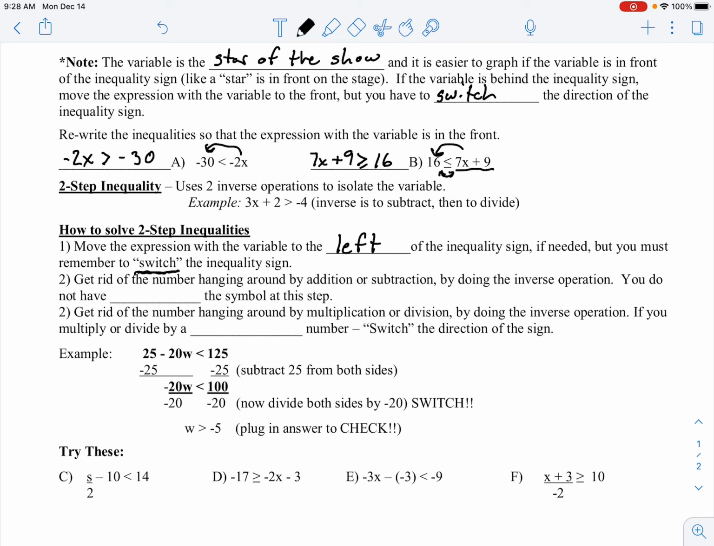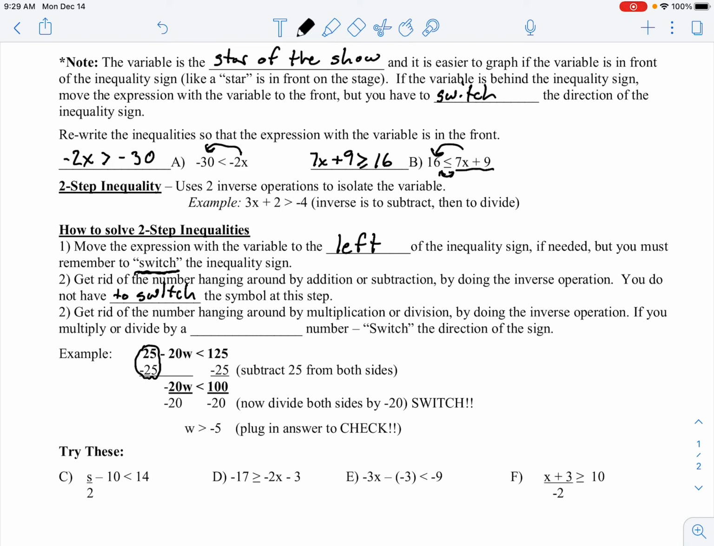So we're going to get rid of the number hanging around by addition or subtraction first by doing the inverse operation. We do not have to switch our symbol at this step. We don't have to switch for addition or subtraction. So let's move along here with this. So they have their variable term on the left of the inequality sign. So first thing they're doing is getting rid of this bit hanging around by addition here, and they're doing that by subtracting it. And they're left with a one-stepper now.